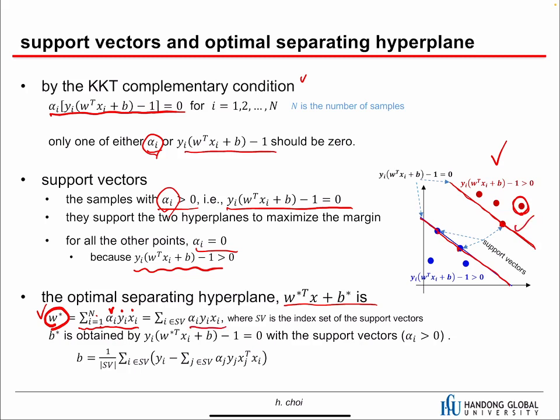So it's simple. And then b star is obtained by this one. So we already have y i, x i, and W star, and then b can be obtained by this one. So actually, by rearranging these terms, b is given by this equation. So this is the solution of SVM when the dataset is linearly separable.